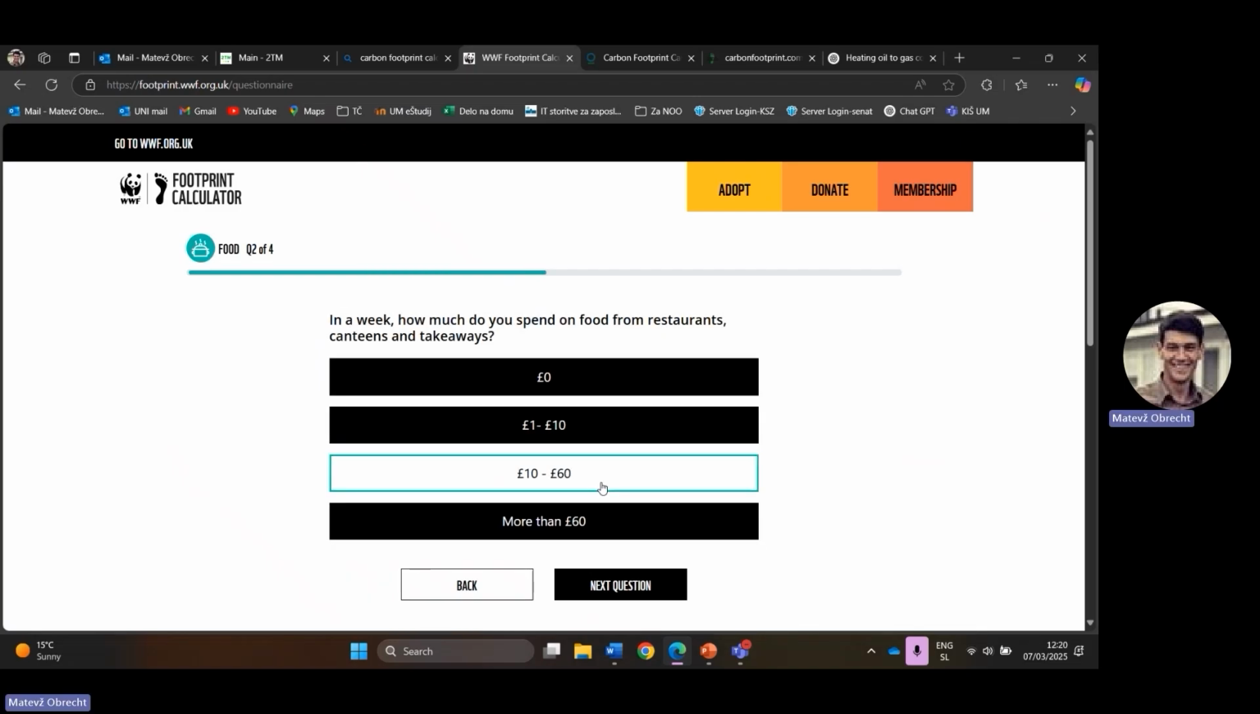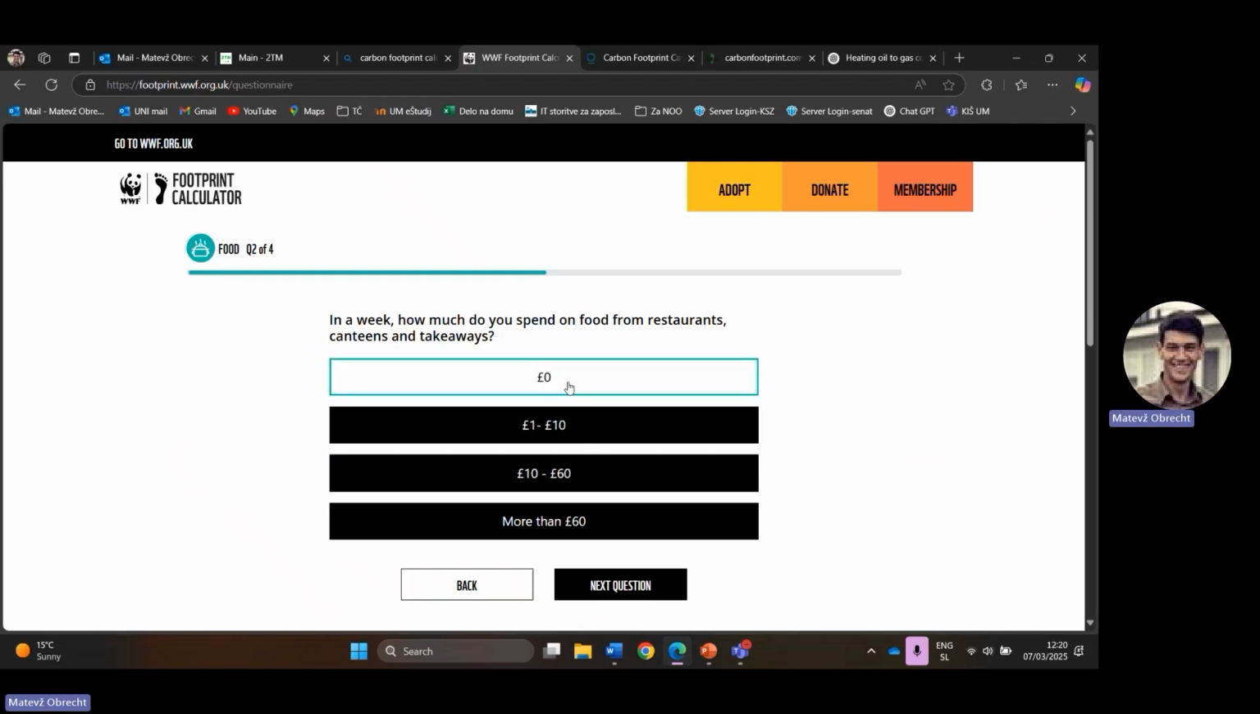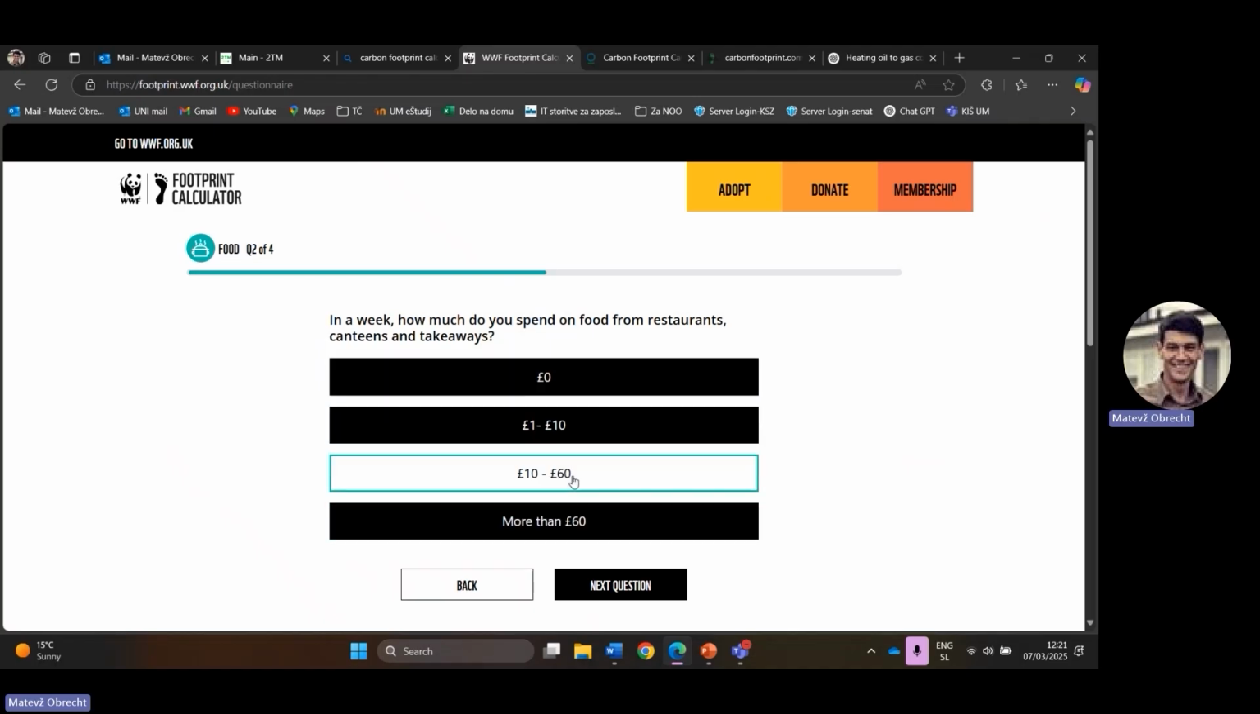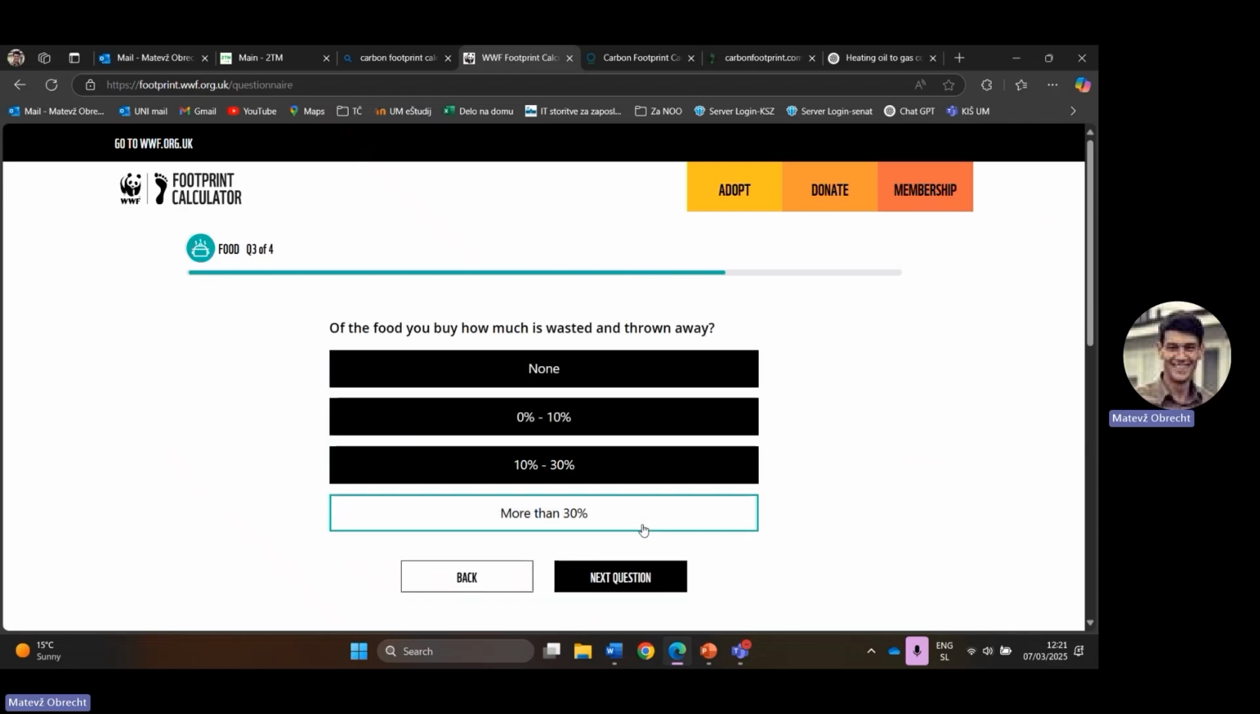Our carbon footprint also depends, for example, on whether we cook ourselves, whether we buy outside at restaurants, in canteens, and whether we spend a lot of money on takeaways. If we don't eat in restaurants or canteens, or use takeaway, and we always cook by ourselves, then we don't spend anything on food. If we do eat outside, let's say that we spend around 30-40 units per month.